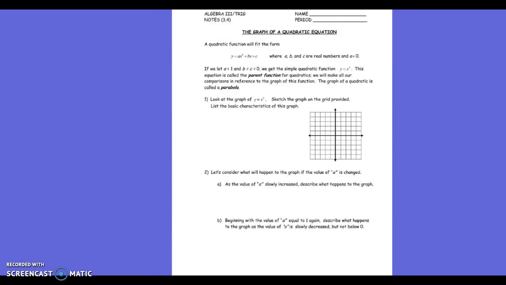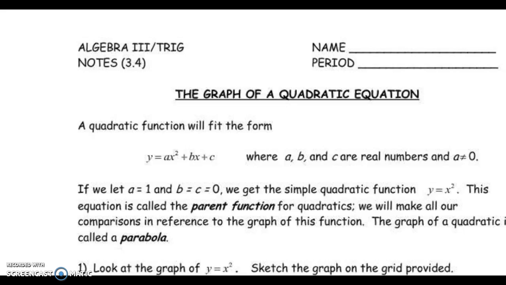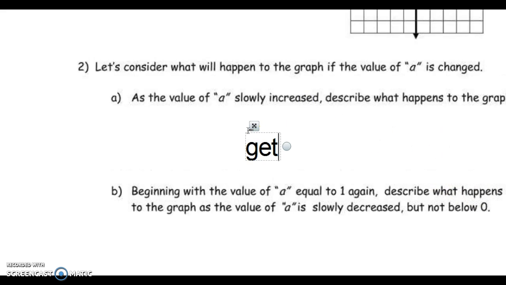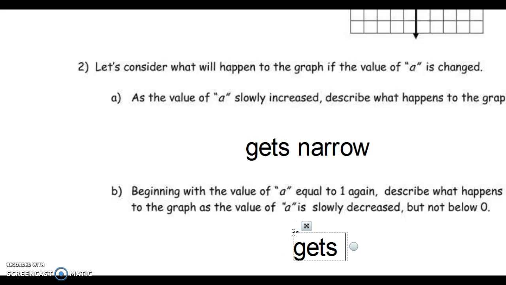So let's answer our questions on this page here. Let me blow this back up for you. And we're going to just scroll down here to the bottom. And as a increases, what happens? As a increases, the graph gets narrower. All right, and then back to a 1. As we slowly decrease it, but not below 0, the graph gets wide. Okay, so that's very important, what that a does. Still being positive, but the graph gets wide.